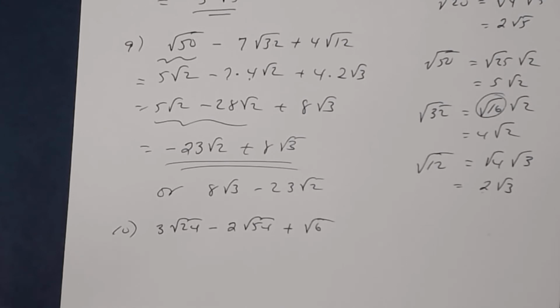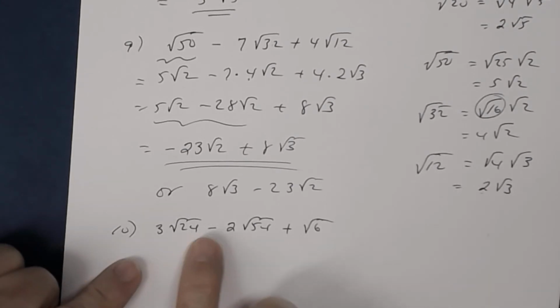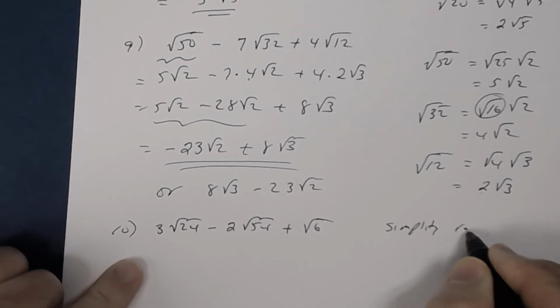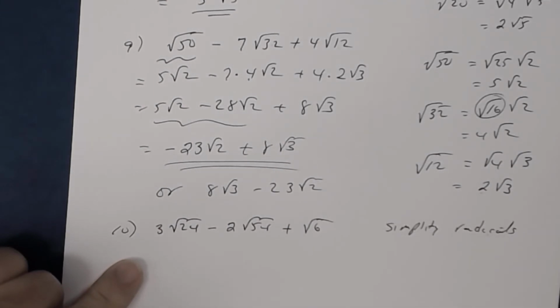All right, so if you look at those square roots, they're not like terms so far. But remember, the first thing you have to do is simplify the radicals. Now, the square root of 6, the only perfect square that goes into 6 is 1, so I can't do anything to that one.